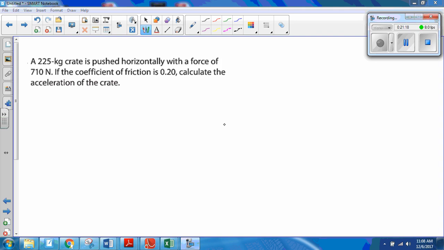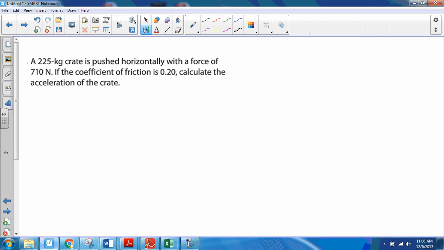And we're back. A 225 kilogram crate is pushed horizontally with a force of 710 newtons. If the coefficient of friction is 0.20, calculate the acceleration of the crate. All right, so we are no longer on an inclined surface. We're back to easy problems. So that means we've got a nice flat surface with a box sitting on it.